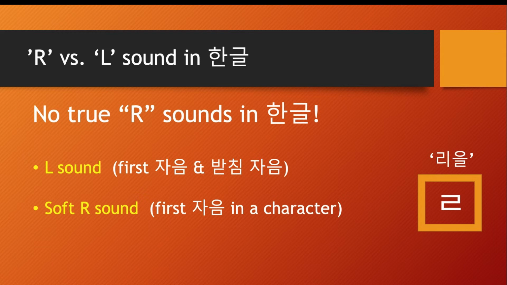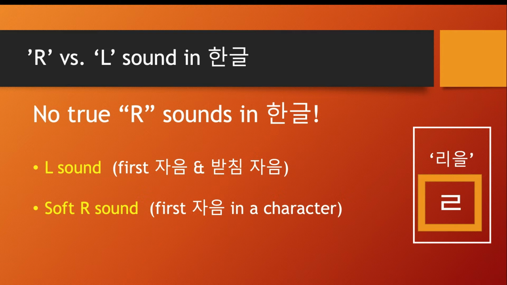The third rule to remember in Hangul pronunciation is that there is no true R sound in Hangul. There is either an L sound or a soft R sound. Both of them match with Hangul 자음 리을. The name of 자음 리을 itself is pronounced as 리을.